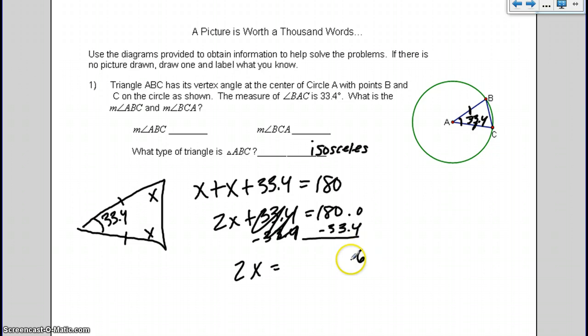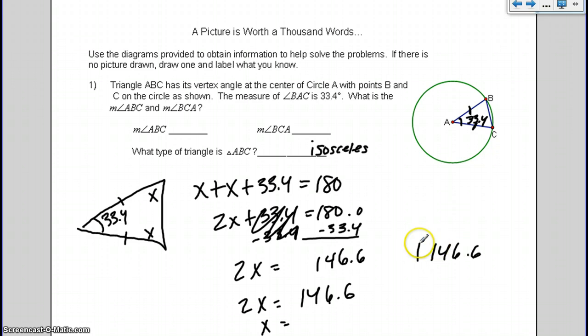I have 2x equals, let's do some math. This is 6. It was a 10, now it's a 9, so this is 6. It's a 7. 7 minus 3 is 4, and a 1. So I have 2x is equal to 146.6. I divide by 2, so x is equal to 73.3.